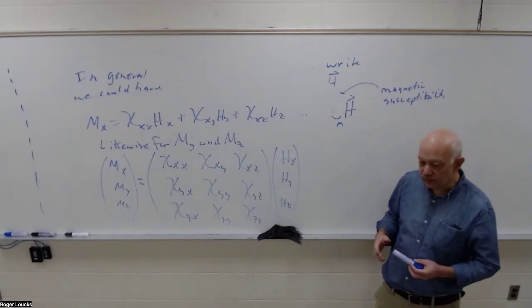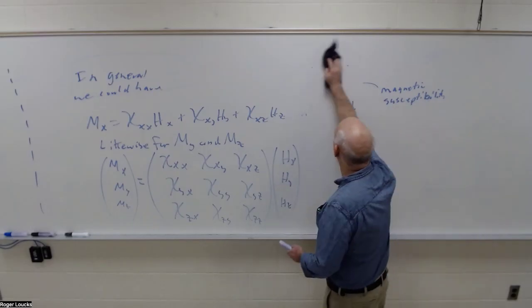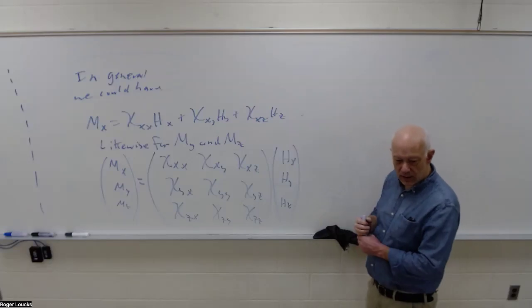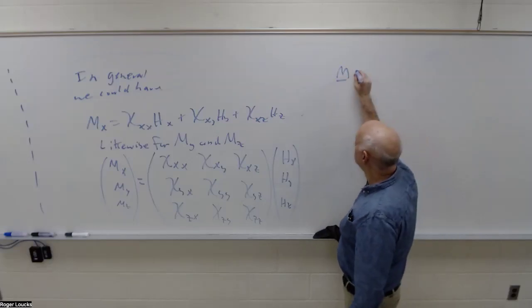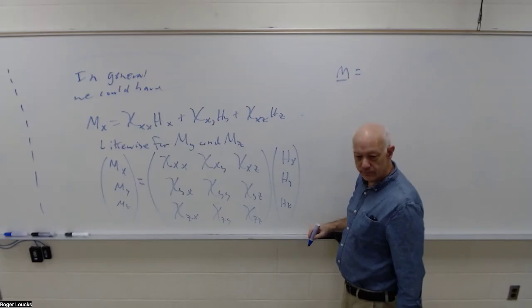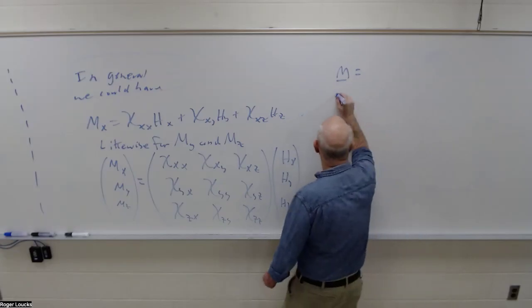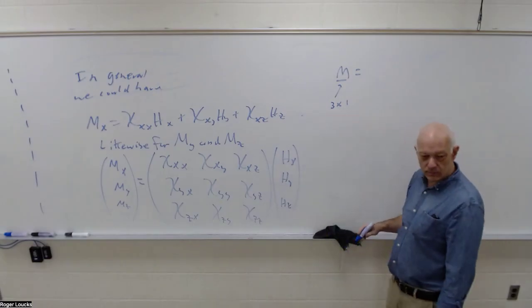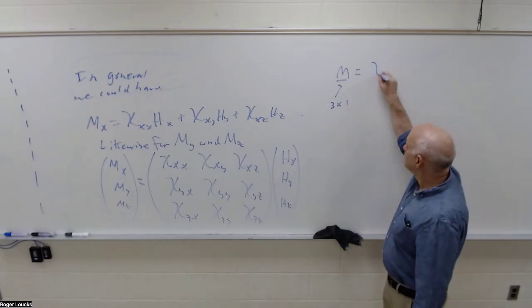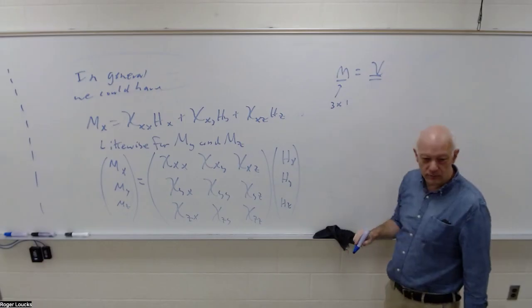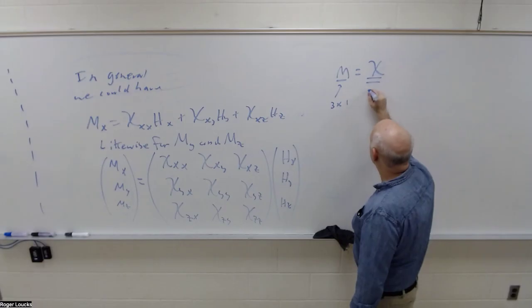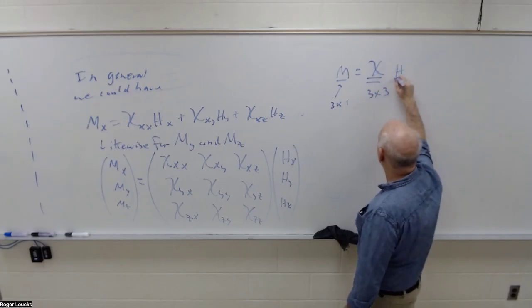And so how do we write this in a more compact, user-friendly form? M bar. What does a bar mean? 1 by 3 or 3 by 1? This is going to be a 3 by 1. And it becomes chi double bar. What does a double bar mean? A 3 by 3 matrix. And this is a 3 by 3. Very big.